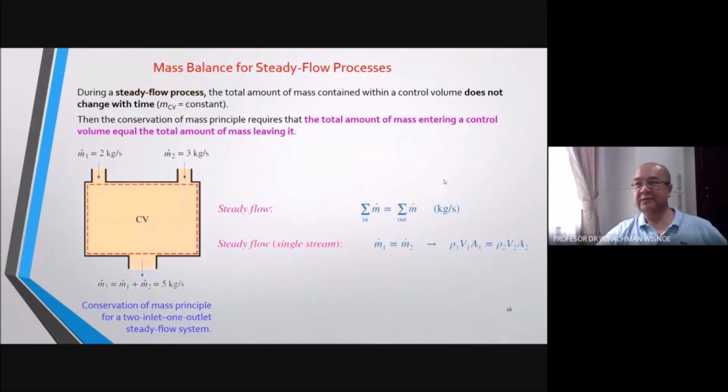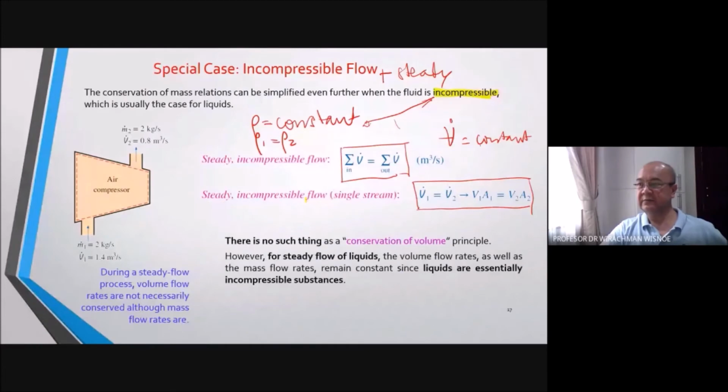V dot constant is correct if we have steady plus incompressible. There is no such thing as conservation of volume. We can say conservation of mass. We never say conservation of volume. It doesn't exist. But for steady and incompressible flow, we have V dot constant, though we never say conservation of volume.